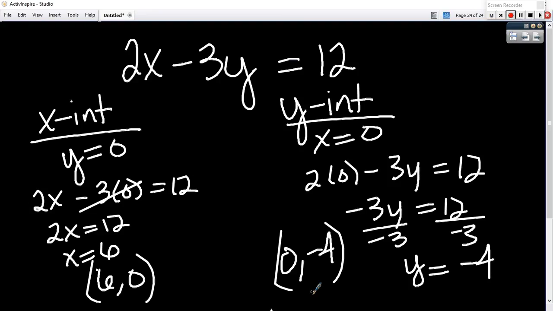Does that make sense to everybody? I know that's a little bit fast. It's kind of what we did yesterday, just looking at it a little bit differently, putting everything together.